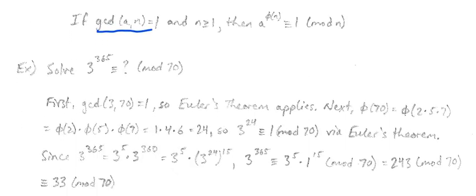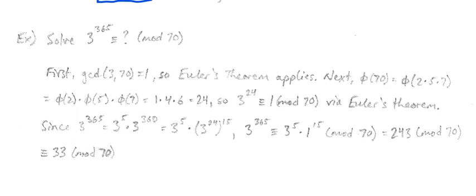So here's how we would use this in a sample problem. We're going to find what 3 to the power 365 is mod 70. What is that thing congruent to? Well, the a value is 3, the n value is 70. Those things are relatively prime because 3 is not a factor of 70. So we can use this theorem if we want.